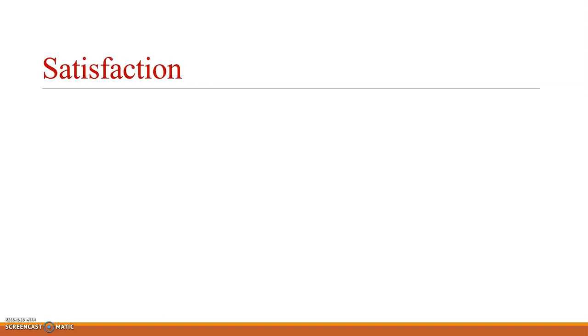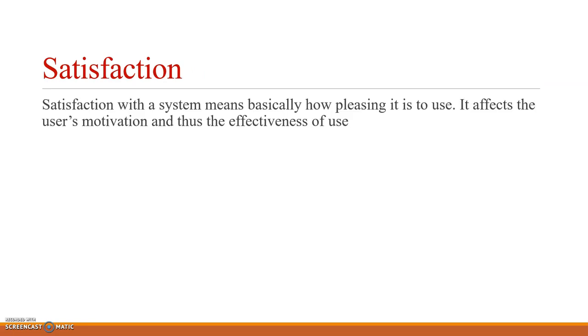Then comes satisfaction. I think this is one of the most important attributes which has been looked at in every product or every software. Satisfaction with a system means basically how pleasant it is to use. It affects the user motivation and thus the effectiveness of the use. If the user is satisfied, then only is he going to use that product, that form, that software again. Otherwise, he is going to search for an alternative.